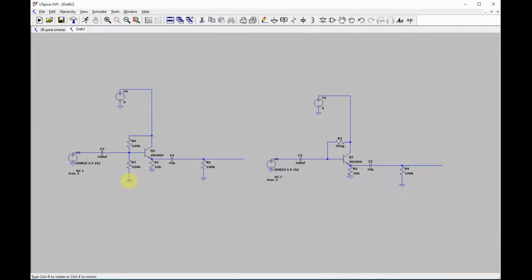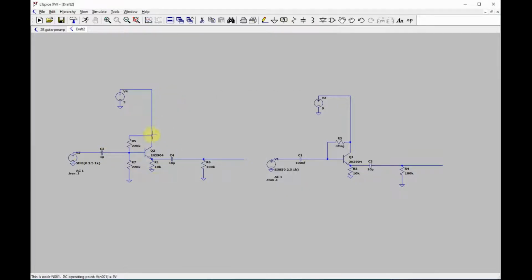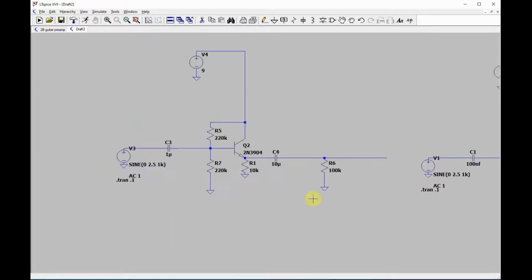See there. So this biases it. Obviously this is 9 volts. This is 0. So this puts it in the middle there. And the signal coming in here is going to see 3 different things actually. I'm just going to do this for a minute. Okay, let me zoom in on this and we'll talk about this a little more.